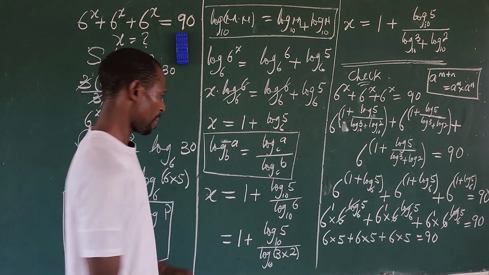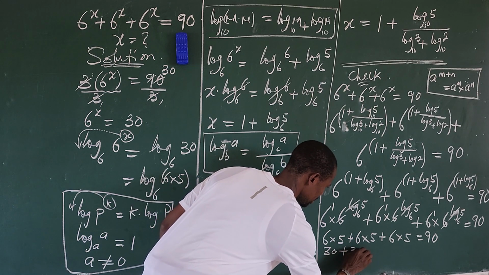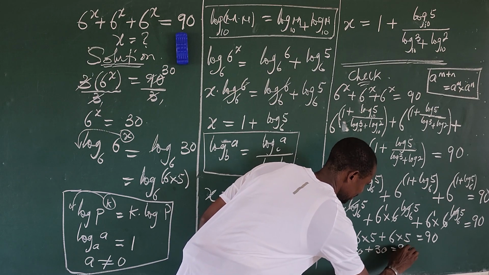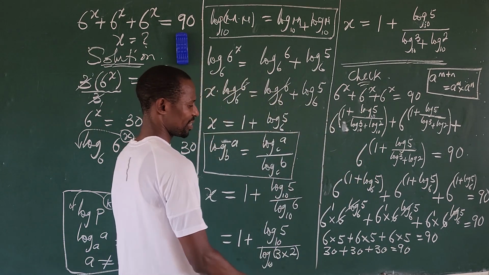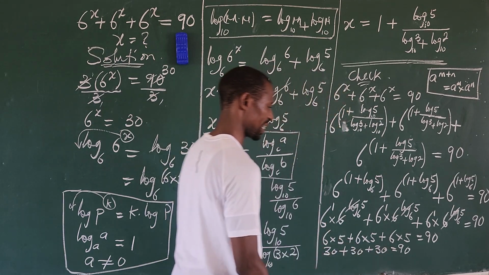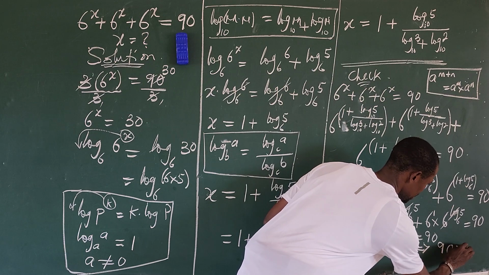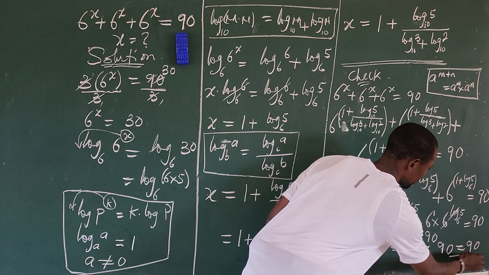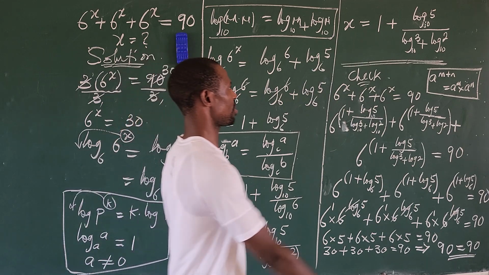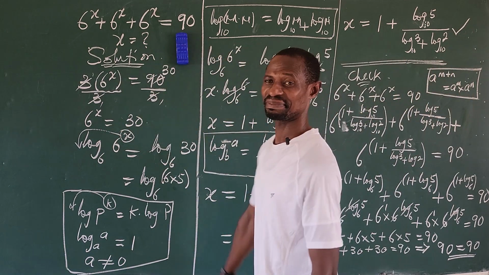What is 6 times 5? That is 30. So we're going to have here 30 plus 30 plus 30 equal to 90. Okay, so 30 plus 30 is 60, 60 plus 30 will give us 90. So this now implies that 90 is equal to 90. So this shows that the answer we solved for satisfies the original equation.